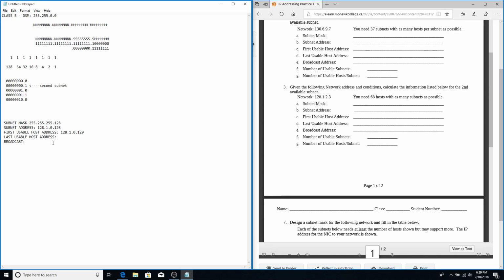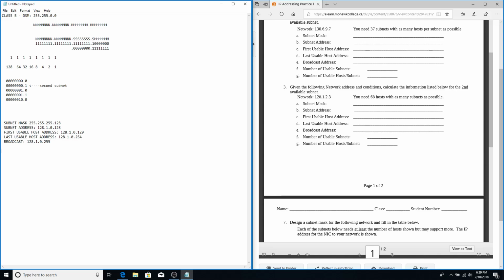So now convert that binary into decimal. You're still going to get 128.1 because those are the network bits, they stay the same. We still have all zeros in that third octet, so that's a 0. And then the final octet is all 1s. So that should be easy. It's 255. Then we can do the last usable host address. And that's just subtracting 1 from the broadcast address. So it's 128.1.0.254.